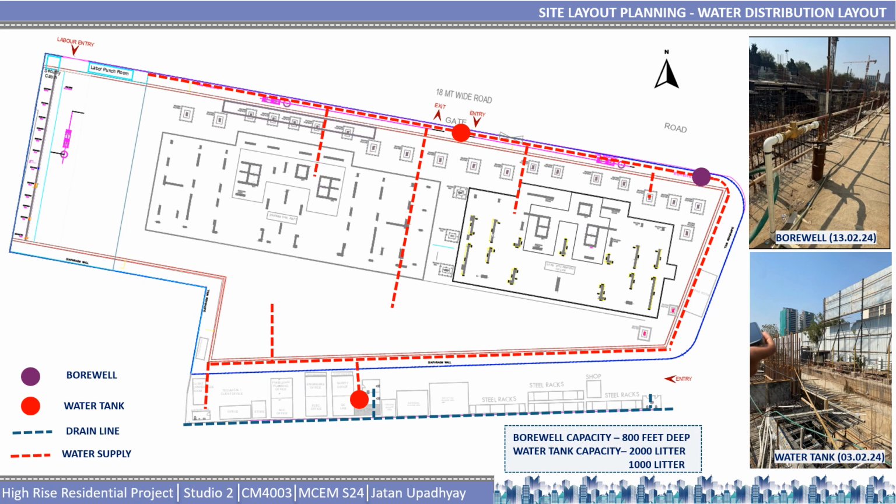As we can see in this layout, there are many water distribution pipelines on the site, which are required to carry out construction activities. The drain line, which passes behind the site offices, connects all the washrooms located near the entrance, QC lab, and client office.